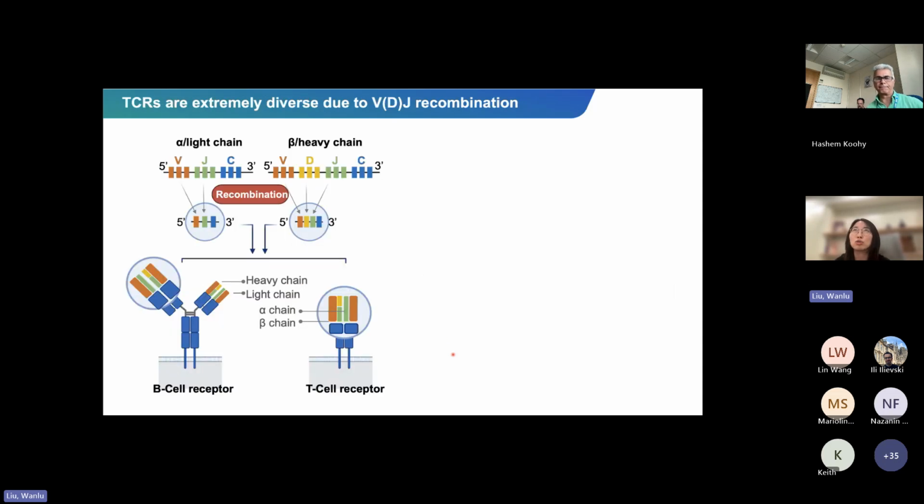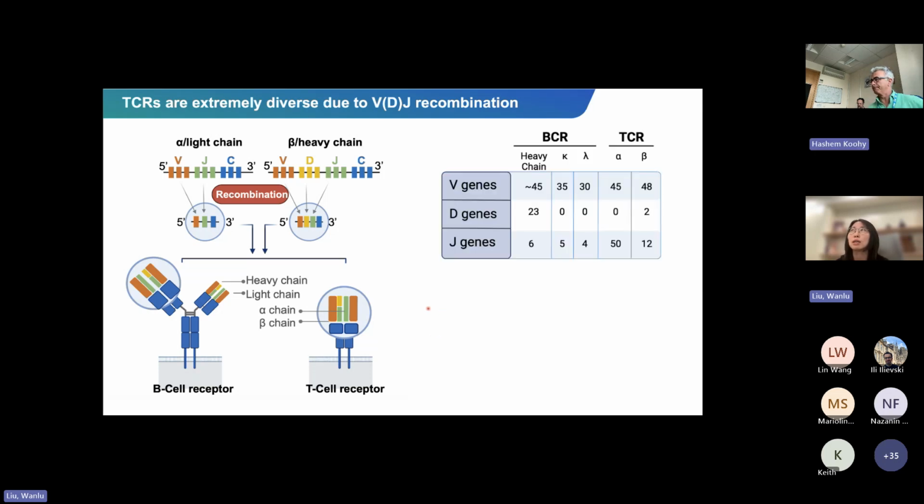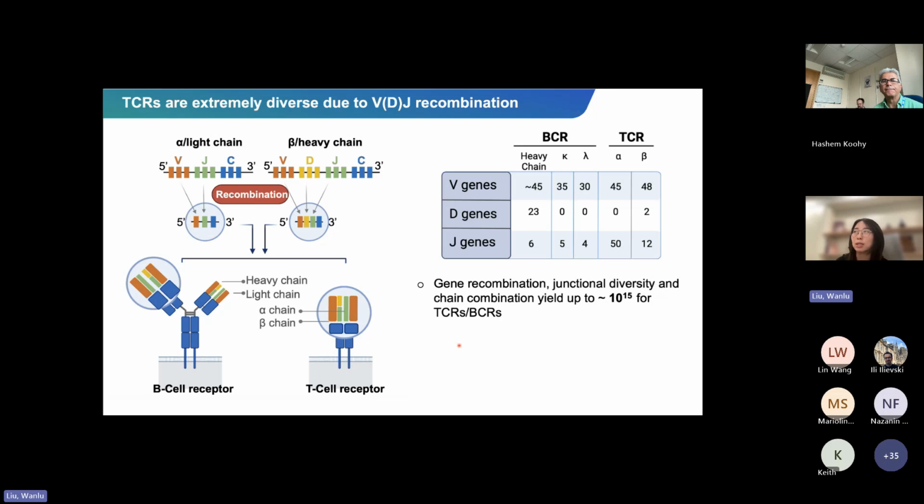TCRs are extremely diverse due to the well-known VDJ recombination that happens in the DNA. During VDJ recombination, TCR or BCR will randomly choose one V gene, D gene and J gene, and then form a TCR alpha beta heterodimer. Along with gene recombination, junctional diversity and chain recombination, it's theoretically estimated to be up to 10 to the power 15 TCR diversities.